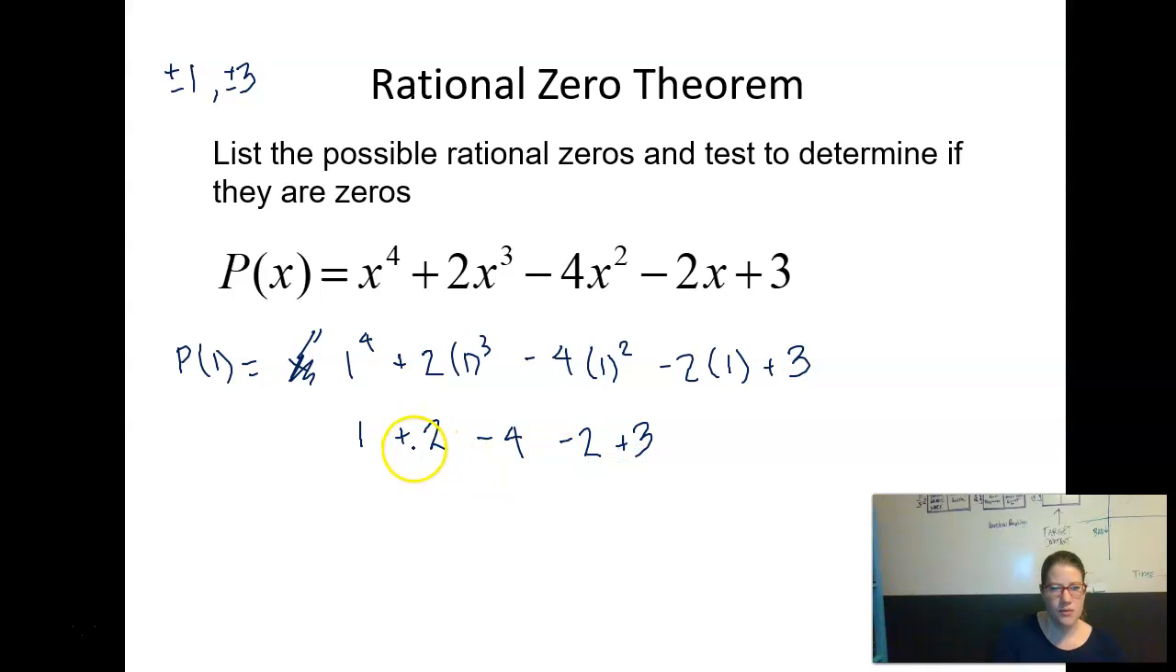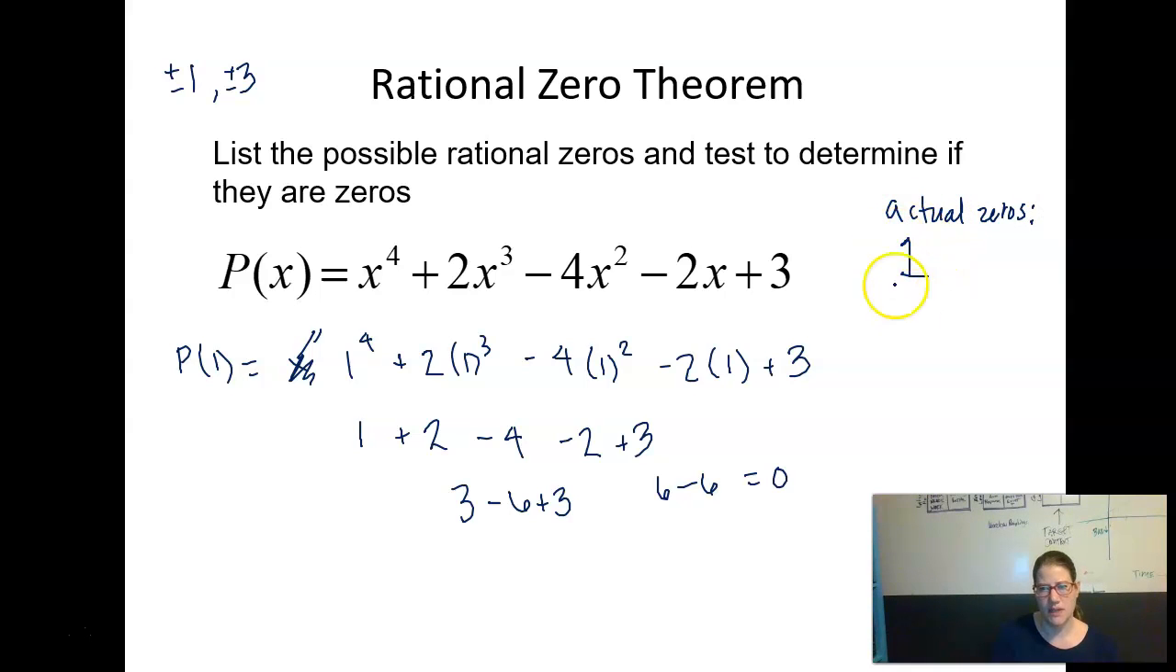So this would give me 3 minus 6 plus 3, which is 6 minus 6, which is 0. So 1 is actually a 0. So actual zeros, we'll put them over here. On your assignment, it just asks you to find at least one that is an actual 0. So once you find one, you're done and you can go on. If you want to find all of them, you can keep going.